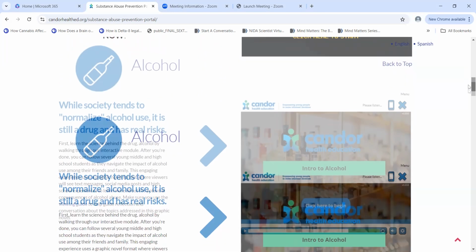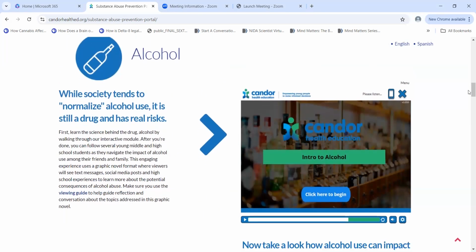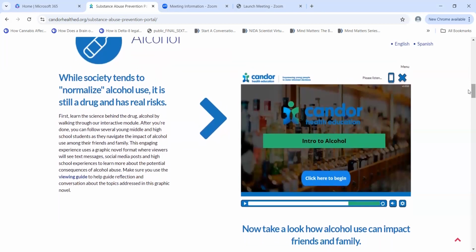If you are looking for materials on specific substances, we have materials on this portal for alcohol, marijuana, and opioids currently. We are adding more about vaping, and there's always things that are being developed and added to this portal. So starting with our alcohol resources, we first have an informational module on alcohol.